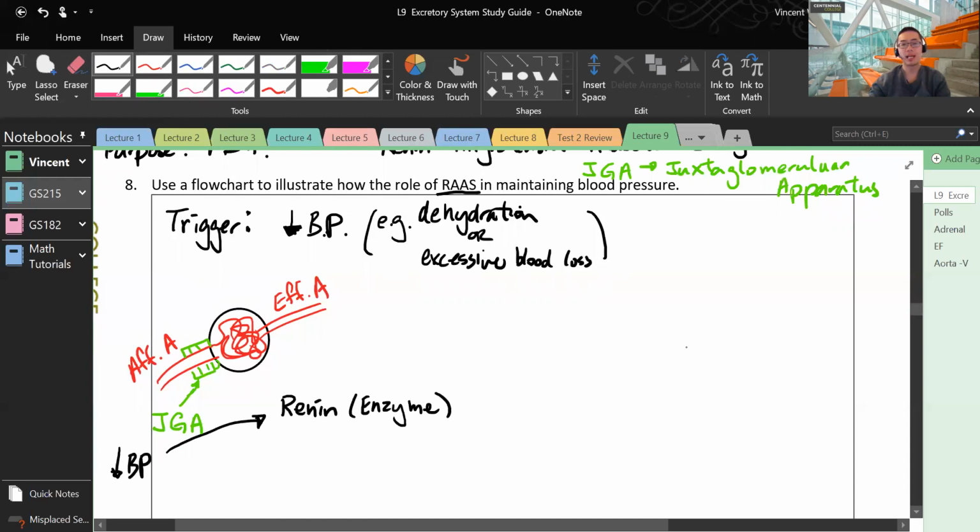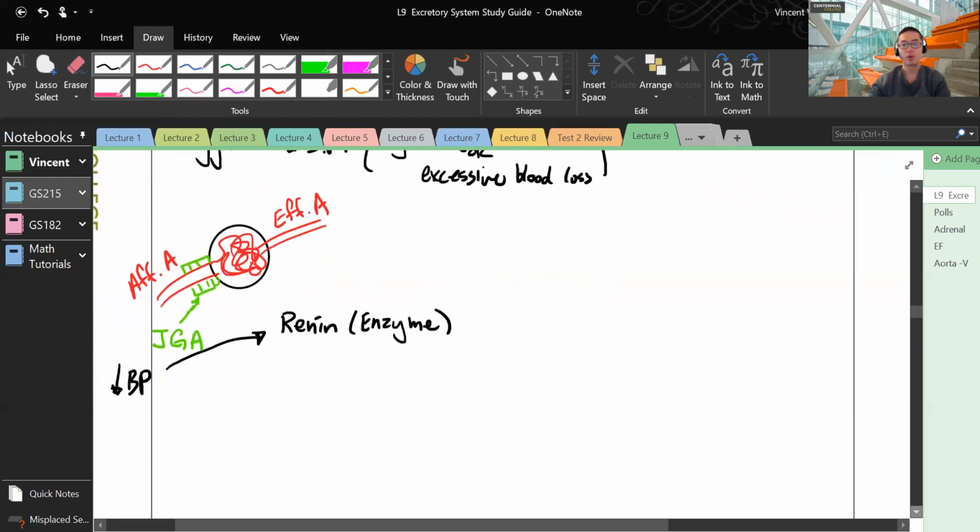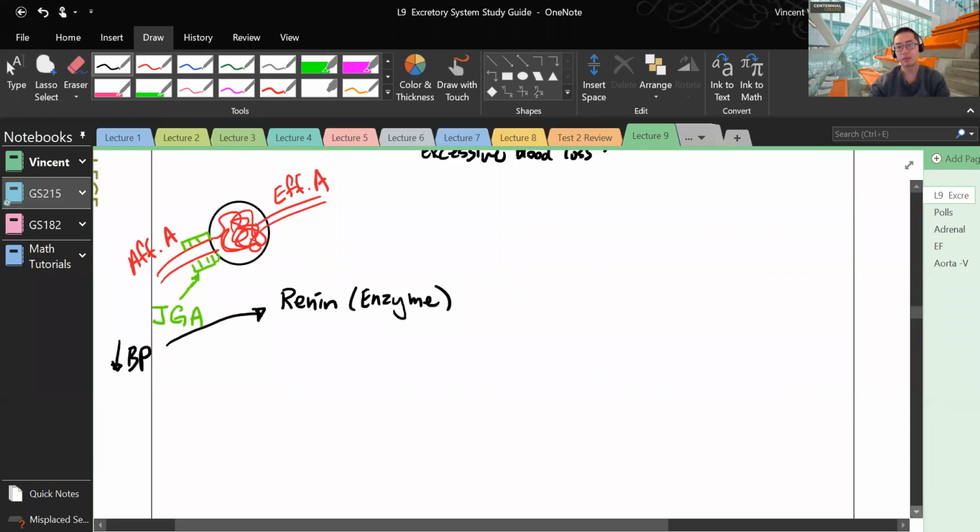The difference between an enzyme and a hormone is that the enzyme catalyzes a reaction, while a hormone signals another part of the body to do something else. There's no signaling involved in the enzyme.